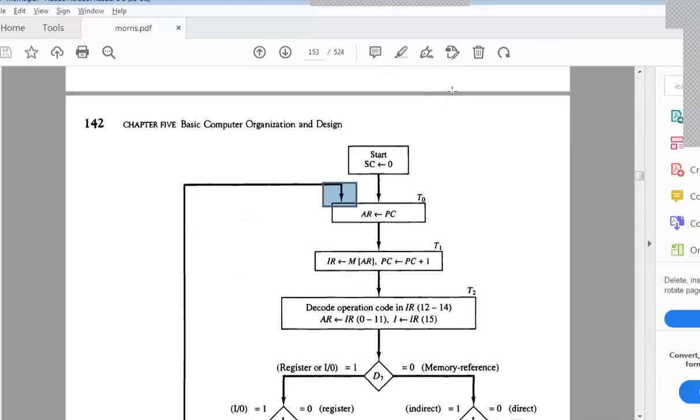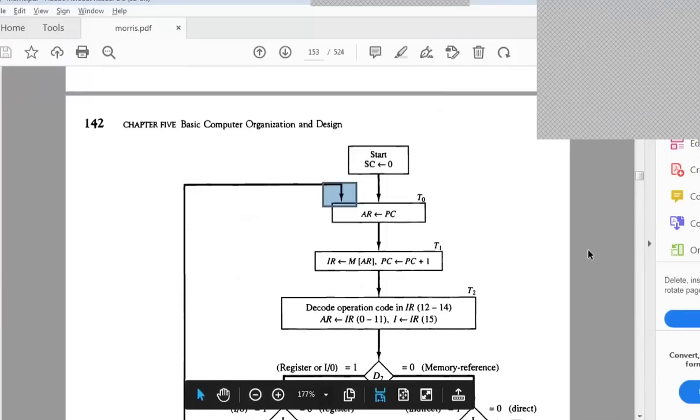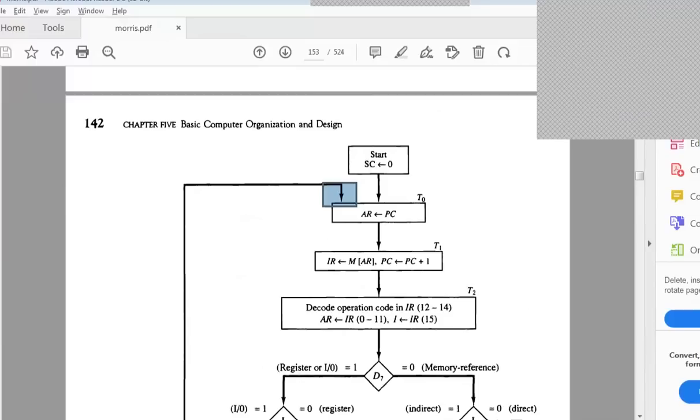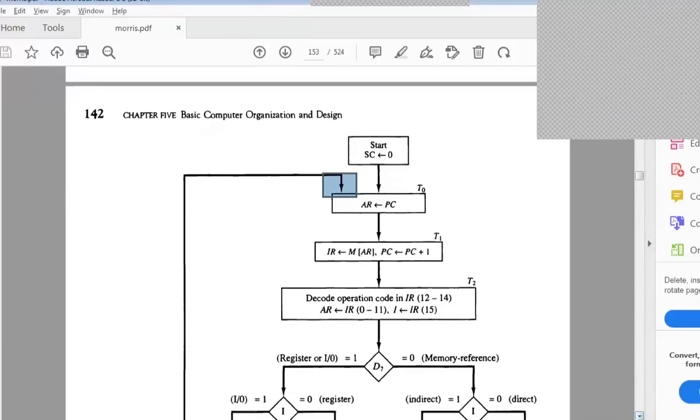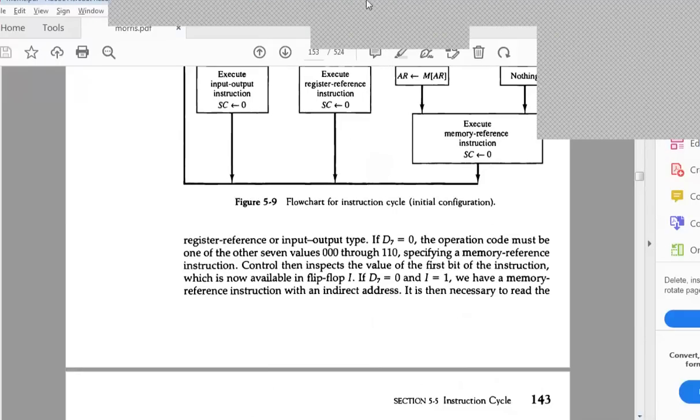Fine. So this is how your instructions are executed. This is the cycle: fetch, decode, and then execute on the basis of which type of instruction it is. Is this instruction cycle clear to all of you? I want an answer from everyone, not just a few students. Okay, fine. Do you have any doubt in this?